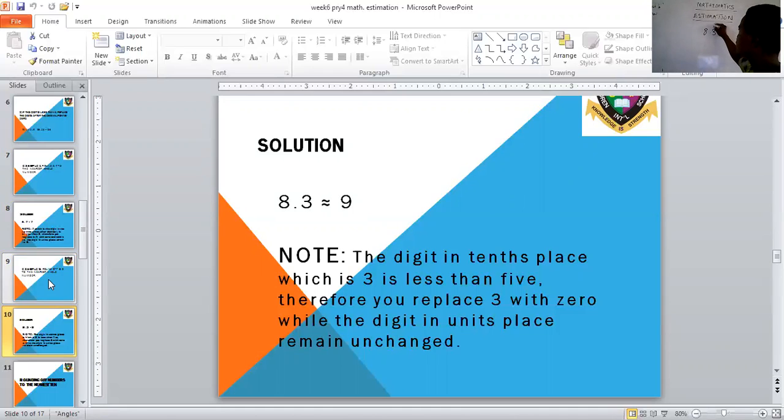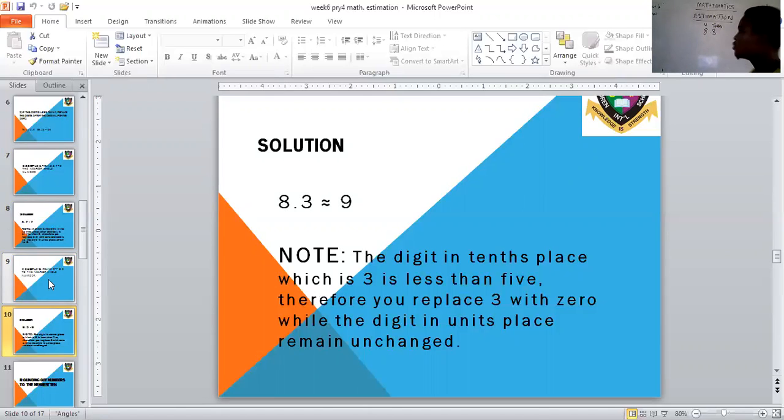Where is the 10th place? The 10th place, this is it. That's the 3. Also, that's the figure after the decimal. And where is the unit? These are units. Now, the digit in the 10th place, which is 3, is less than 5. Therefore, you replace 3 with 0. The digit in the unit place remains unchanged. Do not forget our instruction: whenever the digit in the 10th place is less than 5, you change it to 0, but don't add anything to the unit because it is not up to 5.